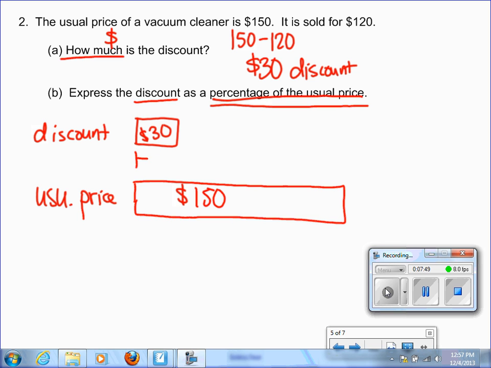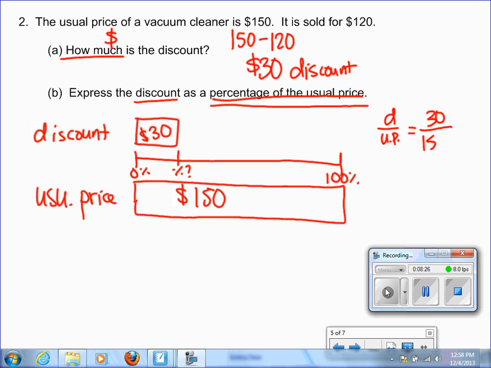$150. And $150 is what percent, Ananya? Good, because it's our original price, 100%. And we want to know what percent is $30 out of $150. So, how are we going to set it up? Help me out, please, Jana. You would do 30 over 150. Okay, good. We're going to put our discount over our usual price, which you don't have to write if you don't want, but that's fine. $30 over 150.